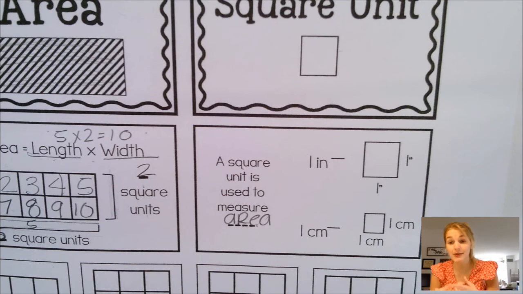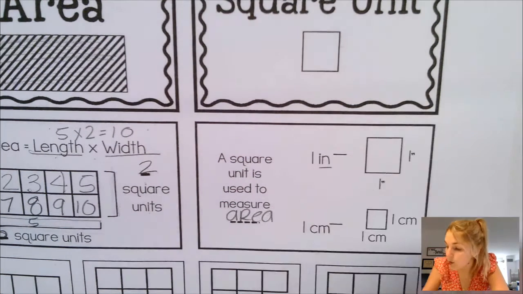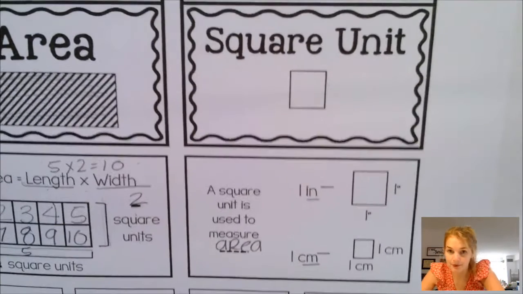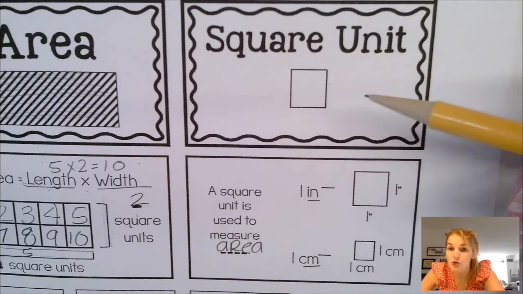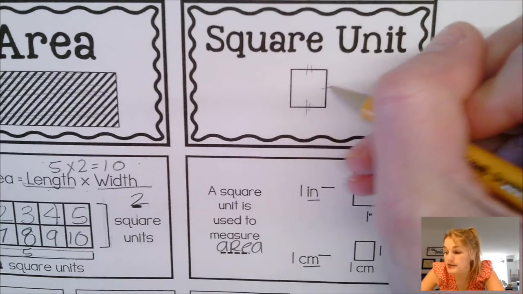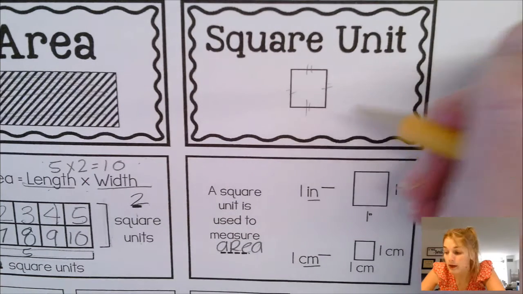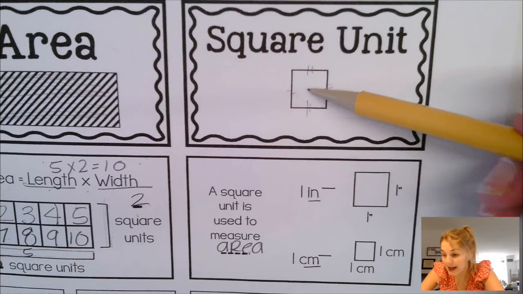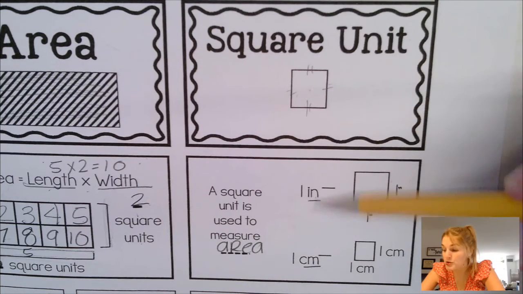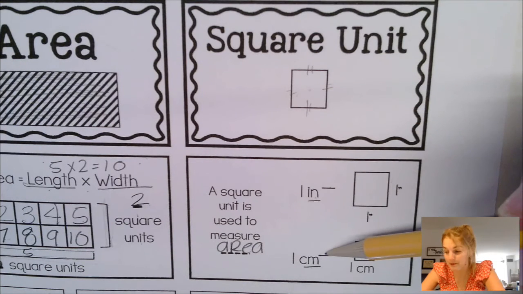You could be working with centimeters, you could be working with inches, you can be working with feet, with meters, but you always want to make sure when you are solving your problems that you are looking to see what your unit of measurement is. So a square unit can be any square, and remember, a square is the same on all sides, it's equal. So when we're talking about a perfect square unit, remember to look at what unit you're working with.